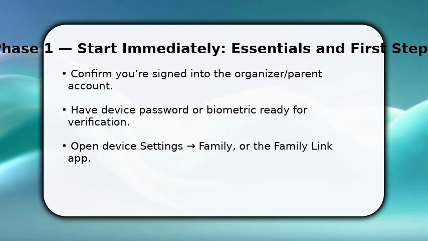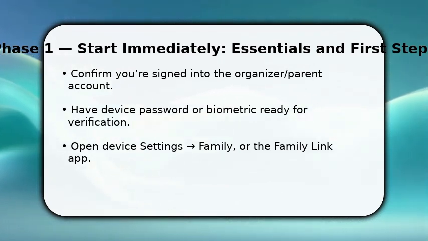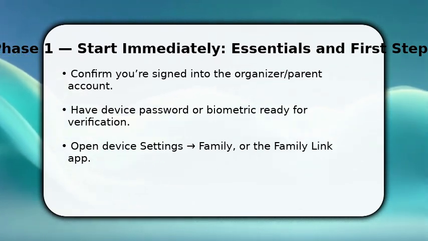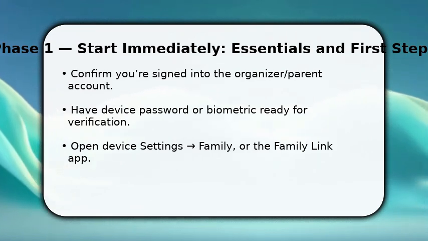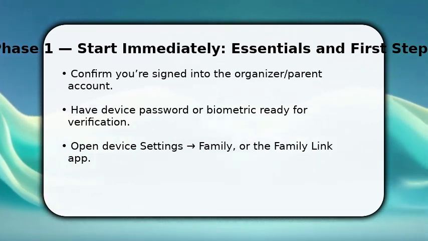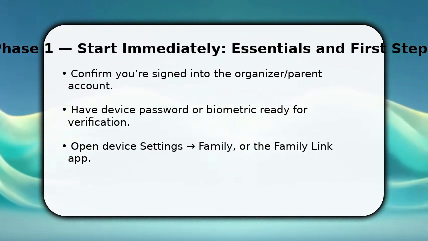Open the system settings or launch the Family Link or Family Management app. Find the Family or Sharing section. Make sure you see the list of child accounts. This confirms you're in the right place. Now that you're in, proceed to the specific child or app request settings to modify approval behavior.